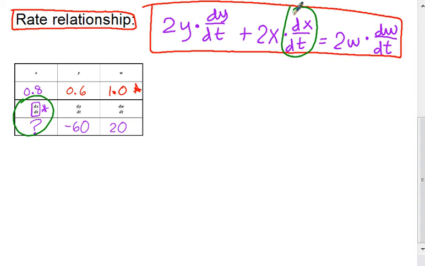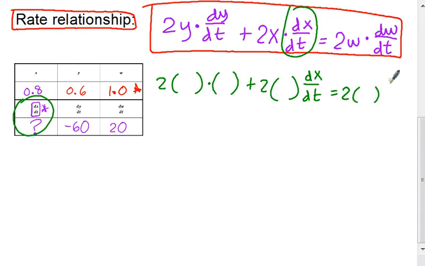All right, so just getting set up to do that, I have 2 times the quantity y times the quantity dy/dt, plus 2 x's times this quantity we want to find, keep it a variable, equals 2 times w times dw/dt. Okay, and I'll just use my chart. The value of y at the moment of interest is 6/10. So let's throw that in the equation. The rate of change of y, we were told, is negative 60 miles per hour. So we'll throw that in the equation.